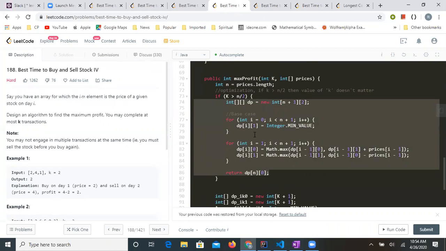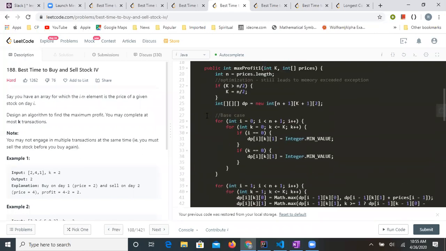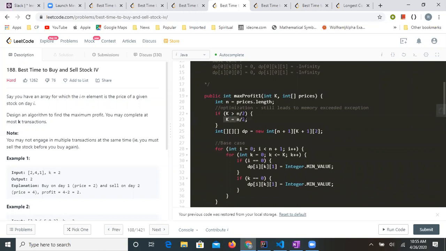Okay, because we are using only k minus 1, we can have a variable to hold that, something like that, right? So if k is greater than n by 2, it means it's an infinity case. I can have as many transactions as I want. In that case, there are two approaches. Either you can say k equal to n by 2, which I did in the previous approach, somewhere here. I still have a 3D thing. I still went through the exact same solution which we are talking about.